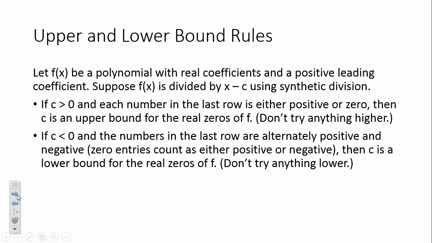Okay? If c is less than 0, and the numbers in the last row are alternating between positive and negative, and 0 can count either way, then you're at a lower bound, and it's not going to do any good to try anything lower.